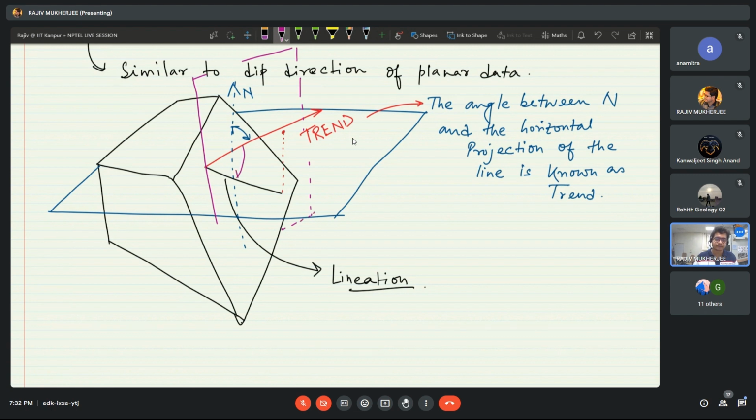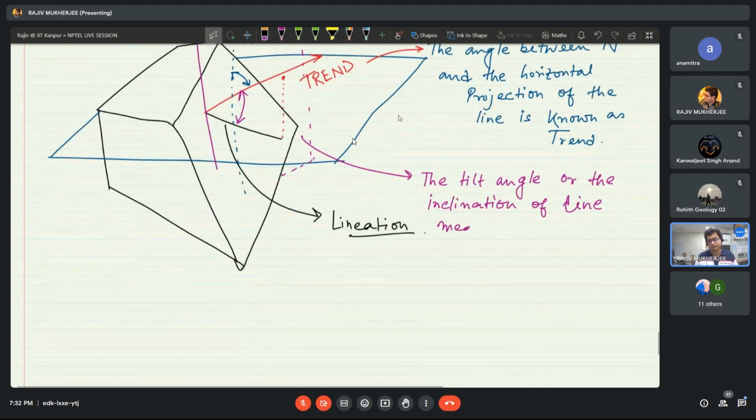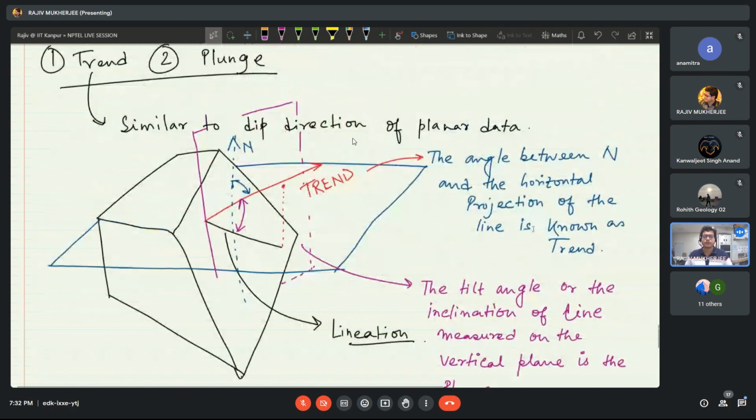And simply, if we pass a vertical plane along that direction, then this angle measured on the vertical plane, the tilt angle or the inclination of the line measured on the vertical plane, is the plunge, right? So this is the plunge.